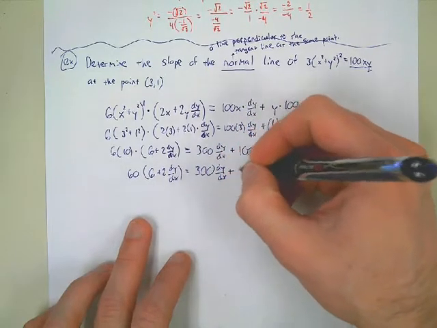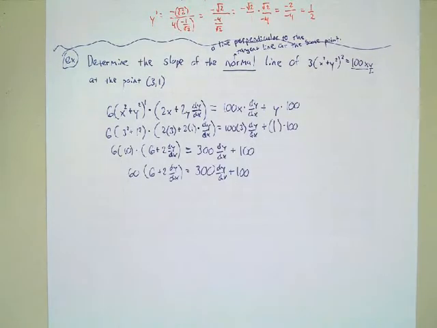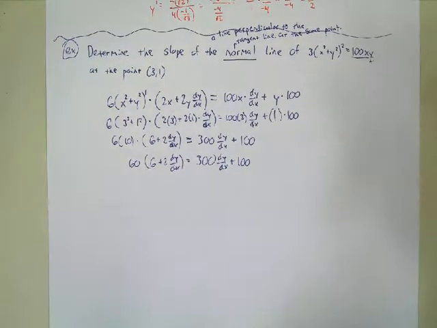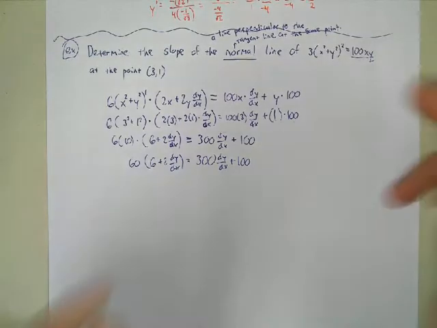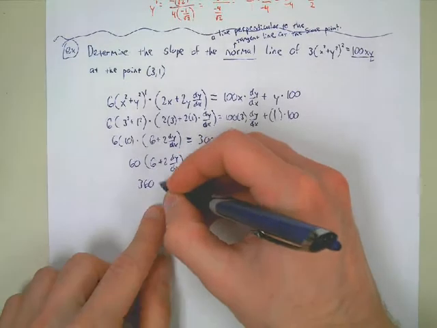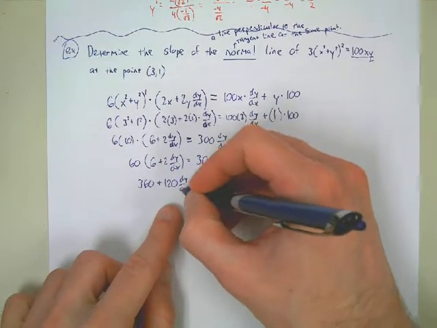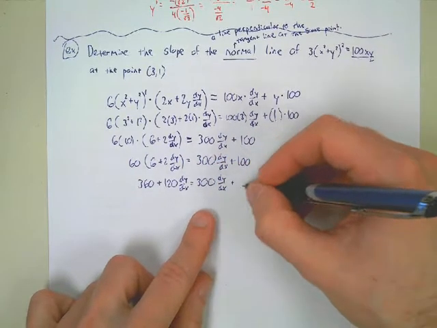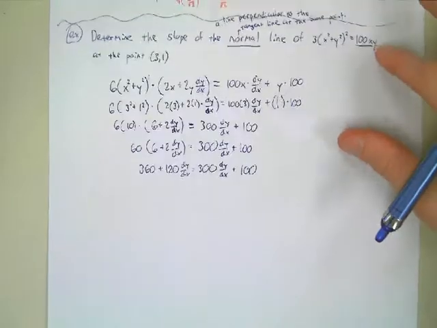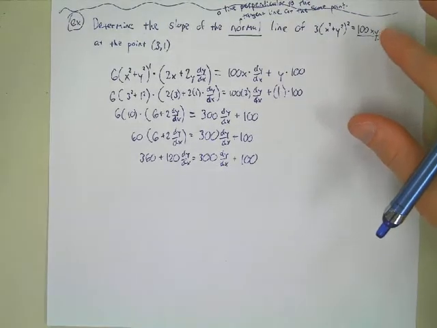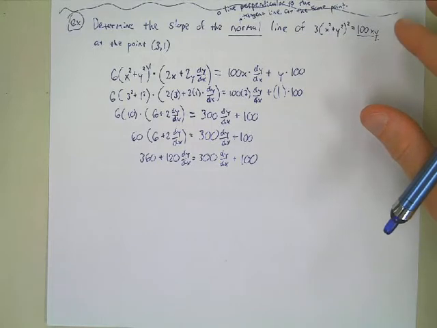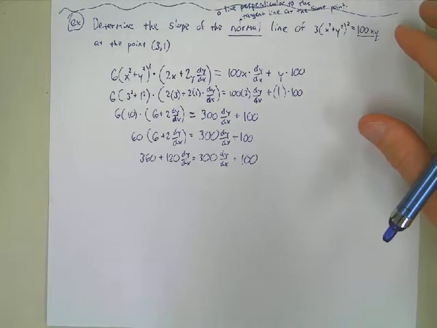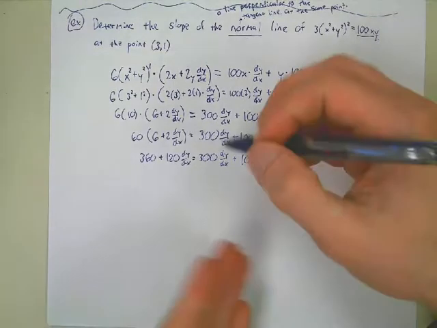Okay, so, all right, we've kind of simplified things here, but now we need to get, what do we need to solve for here? Dy dx. So we still have some work to do, so what should I do next here? What do you think? Distribute the 60, so we get 360 plus 120 dy over dx equals 300 dy over dx plus 100. So yeah, now we have dy dx on both sides. So I got to move, right? I got to get these dy dx's together somehow. So how can I go about doing that?